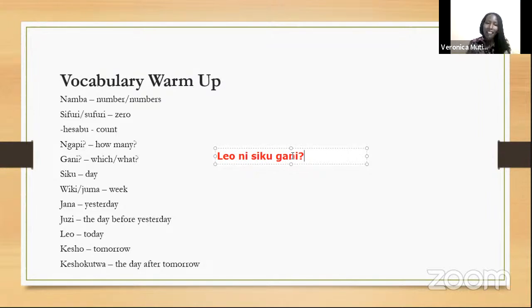So have that in mind. I will remind you when we get to learning days of the week. And I also told you every time if I ask you, maybe I'm holding something or pointing at some pictures or images and I ask ngapi, you'll simply know that I'm asking how many in reference to what you can see. I hope you've learned some new words.